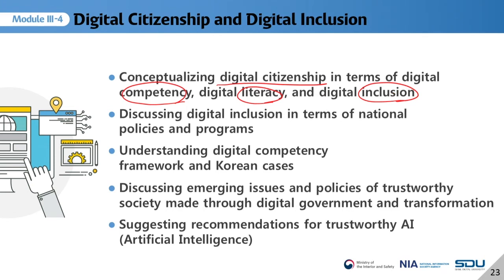In this sub-module, we will discuss digital inclusion in terms of national policies and programs. This module also covers the digital competency framework and some recent Korean cases. The next sub-module will discuss emerging issues and emerging policies of a trustworthy society made through digital government and transformation. And the final sub-module will suggest some recommendations for trustworthy artificial intelligence.